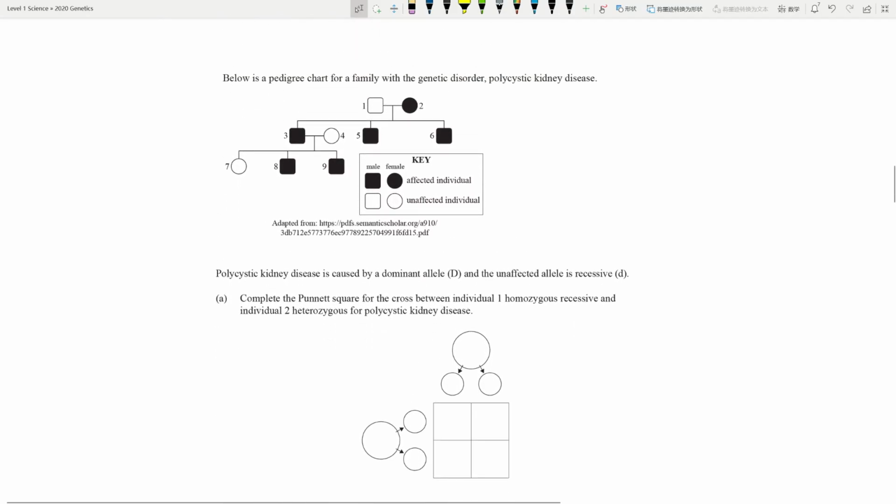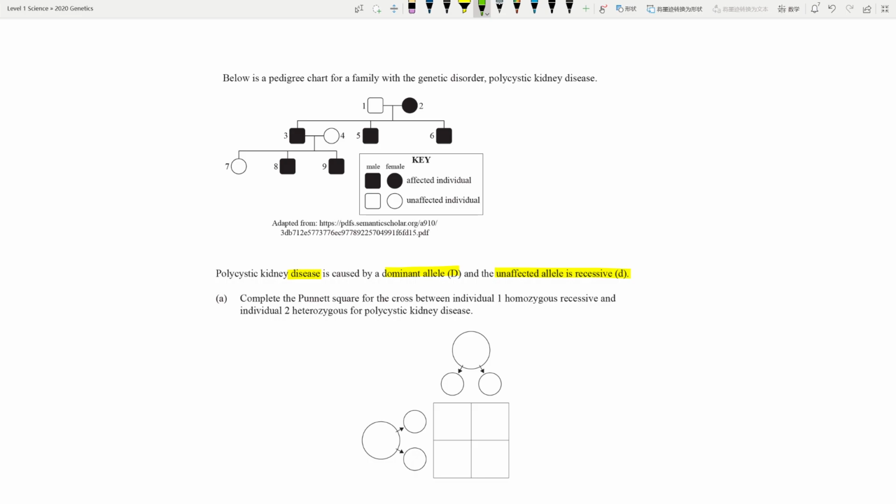Next one, this is a pedigree chart. This is another one, polycystic kidney disease. Oh my God, there are so many genetic disorders here. So let's have a look at this one. We know the disease is caused by the dominant allele. The unaffected is recessive. A lot of you are here for the explanation, because you can all find the answers online, so let's do a little bit extra.